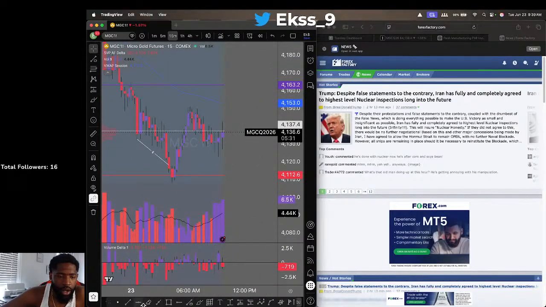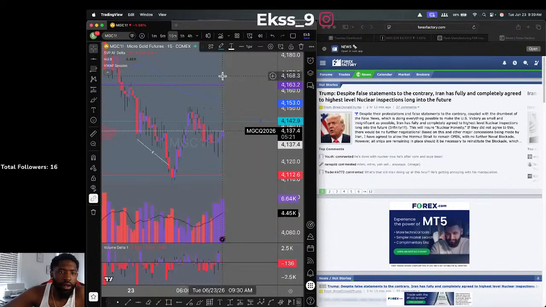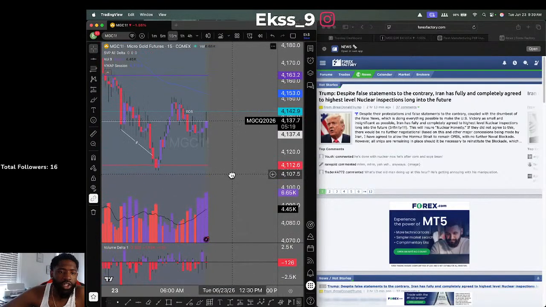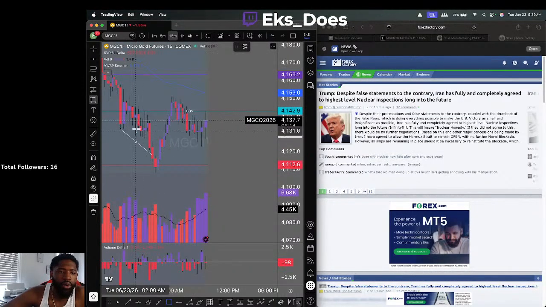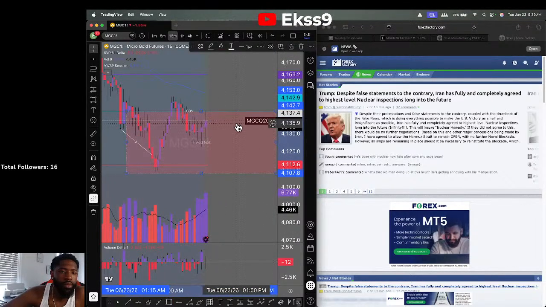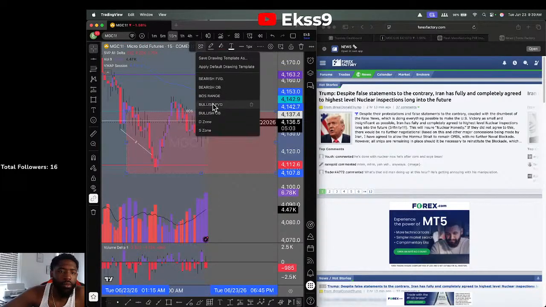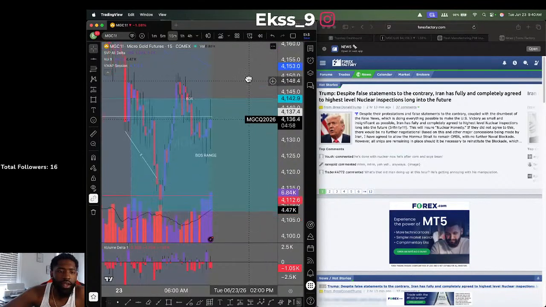So now we can mark our breakout range, right? I'm gonna mark it above this high here. So there's our breakout structure, right? So now we have our breakout zone. So we can mark this zone here as our breakout range, right?